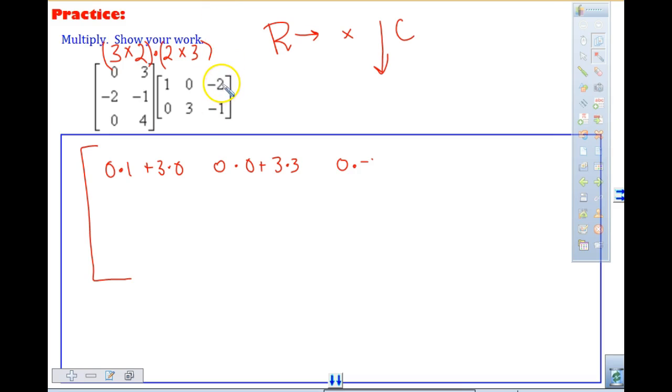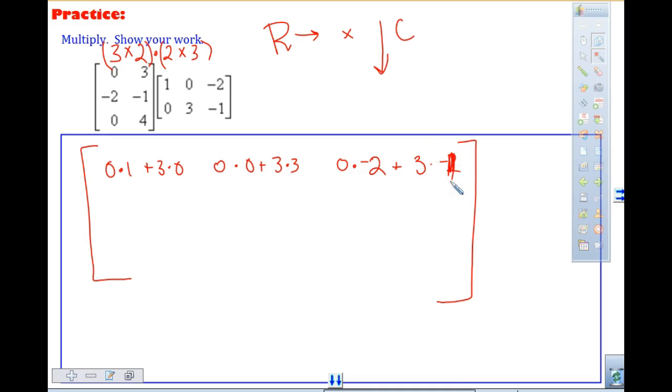down this column. So when we're doing this, this is where they kind of showed that with your fingers, and they said, take 0, and you're going to go times 1, and then 3 times 0. Now you're going to go 0 times 0, and 3 times 3. Now we're going to go, Abby, 0 times negative 2 plus 3 times negative 2. Okay? Negative 1. Oh my goodness.